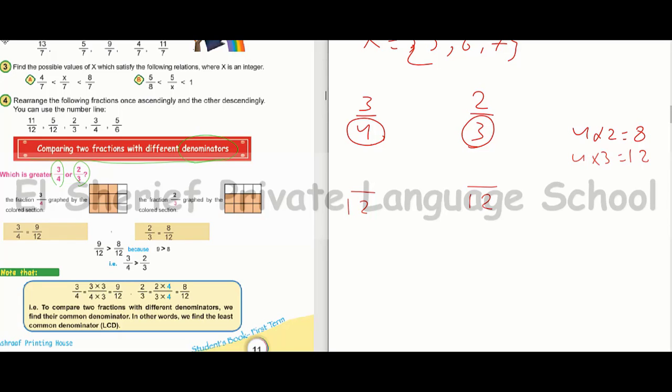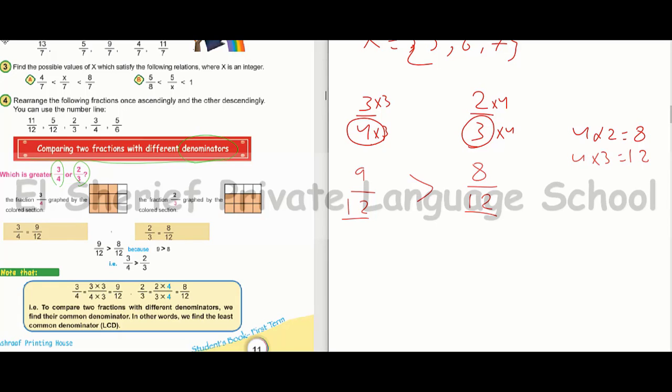Here 4 becomes 12, so we multiply by 3. Then we multiply the numerator by 3: 3 by 3 equals 9. Here 3 becomes 12, so we multiply by 4. So we multiply the numerator by 4: 2 by 4 equals 8. Now we have the same denominator, 12 and 12, so we compare the numerators: 9 is more than 8.